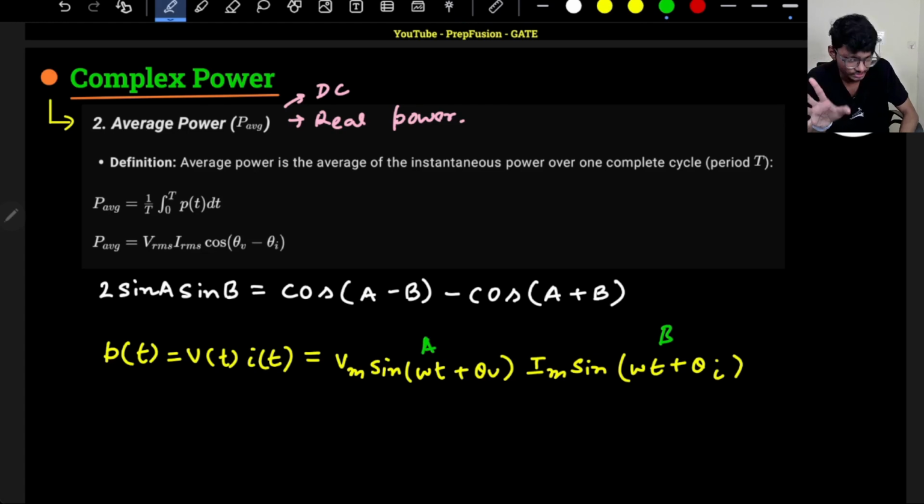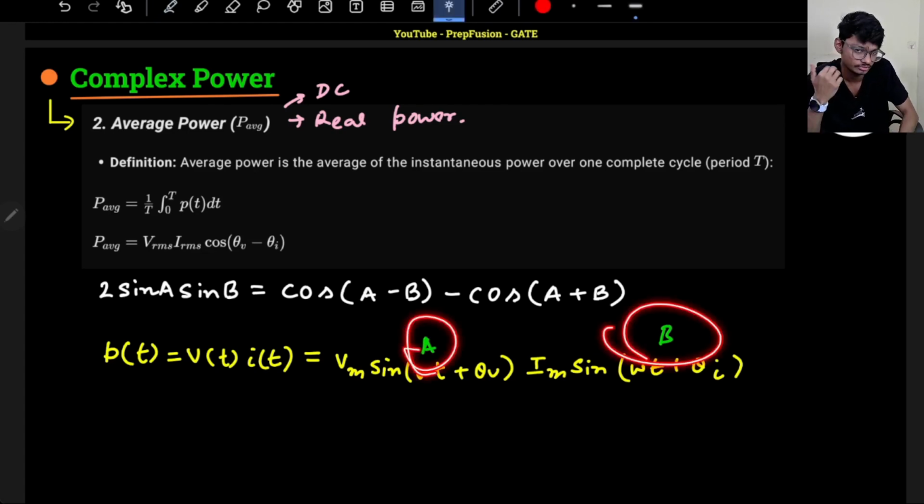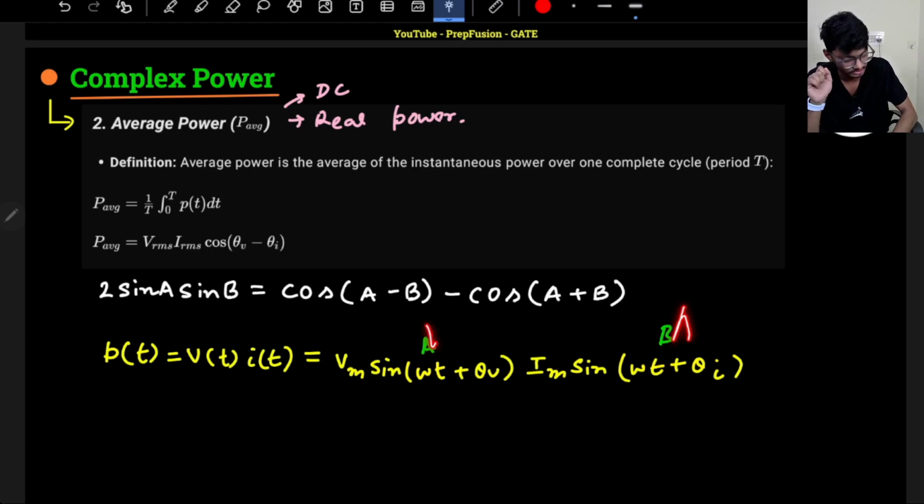Now you might have a question, sir, why did you choose this one as A and this one as B? You could have done this one as A and this one as B as well. If I would have chosen this as A and this as B, then my definition of power factor angle would have been that which I have mistakenly given to you previously. It was theta I minus theta V, previously what I have told you, right? So I hope you understand there is ambiguity, whether the power factor angle is theta I minus theta V or theta V minus theta I. So don't go into the ambiguity.